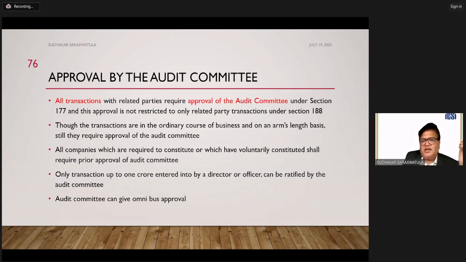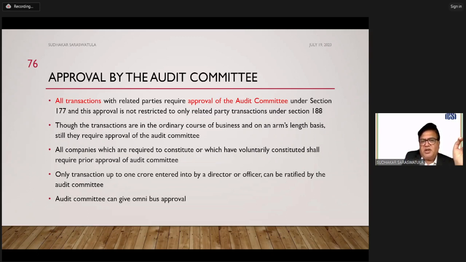All transactions with related parties require approval of the audit committee, and the approval is not restricted to only related party transactions under 188. That means any transaction with a related party, for example financial transactions like loans, guarantees, securities, provisions, etc., which are not covered under 188, those transactions with related parties also require audit committee approval under 177. Though the transactions may be in the ordinary course of business and at arm's length, that exemption may be there under 188, but not from 177. So the approval is required.